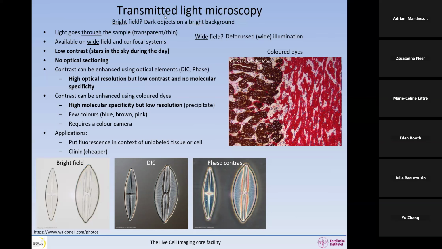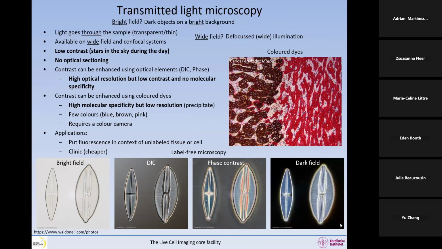So what are the applications for transmitted light microscopy? It's excellent to put fluorescence in the context of an unlabeled tissue or cell, because when you look at fluorescence, you're only looking at what is labeled or autofluorescence, but you don't see the whole thing. Whatever is not fluorescent, you cannot see it. So it's a great way to have a context to also use the transmitted light image. It's also a much cheaper technique, and so it's used a lot in the clinic. And by the way, this is label-free microscopy. This has not been labeled, whereas this one has been labeled.